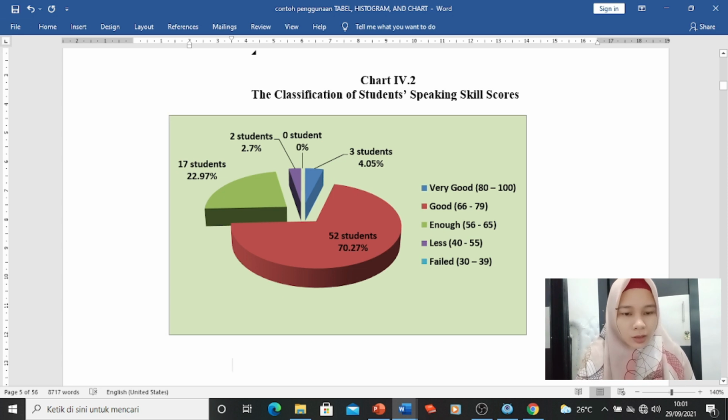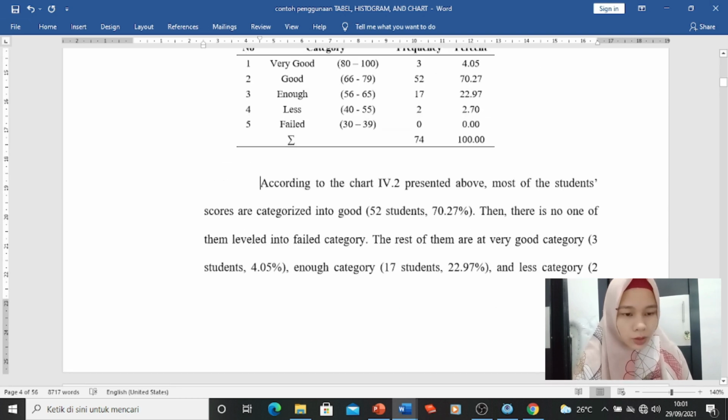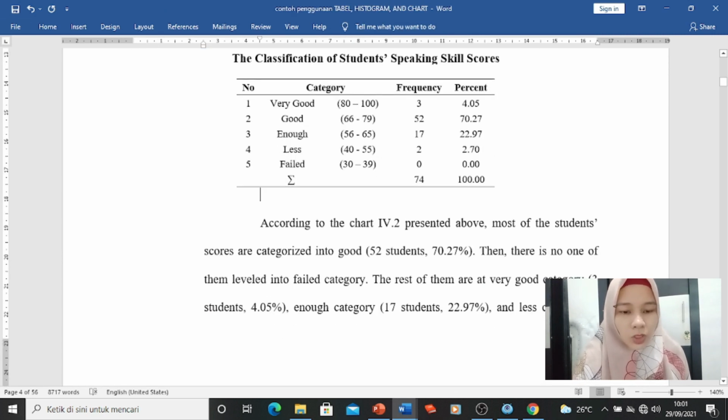This is chart 4.2, the classification of student speaking skills scores. This is one of the examples of a circle chart or pie chart. Look at what we have before the chart. Here, there is information about the data that should be displayed in the pie chart. You may see over here that there are data like very good, good, enough, less, failed.